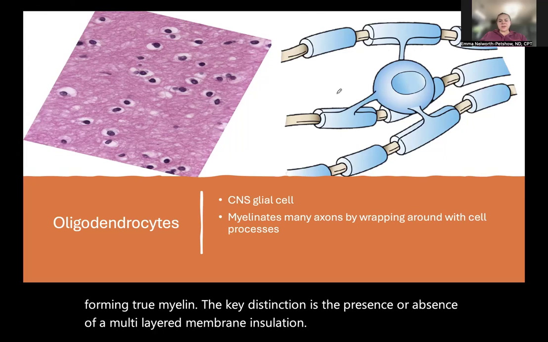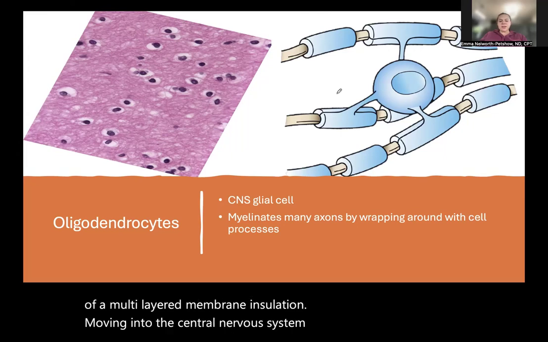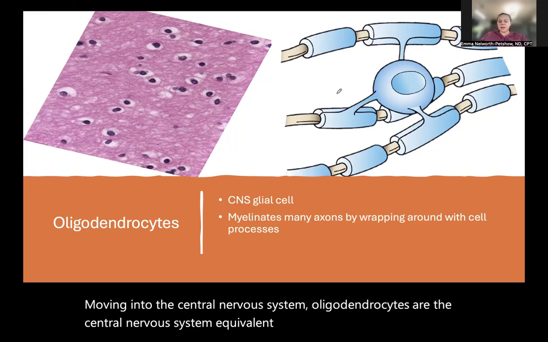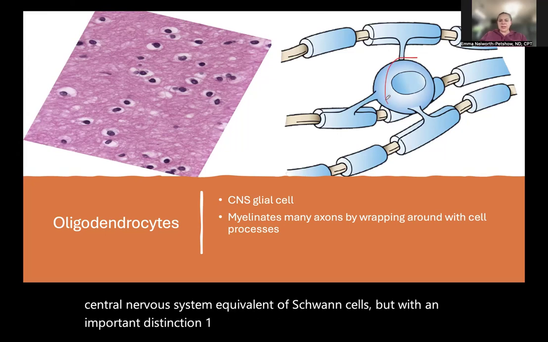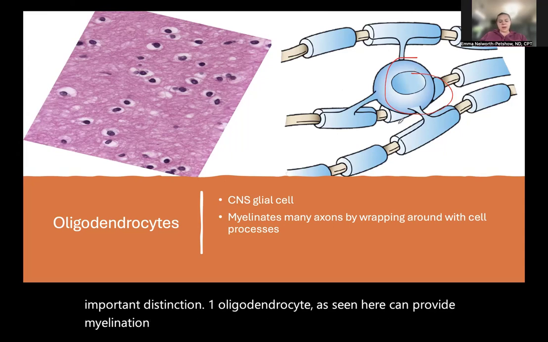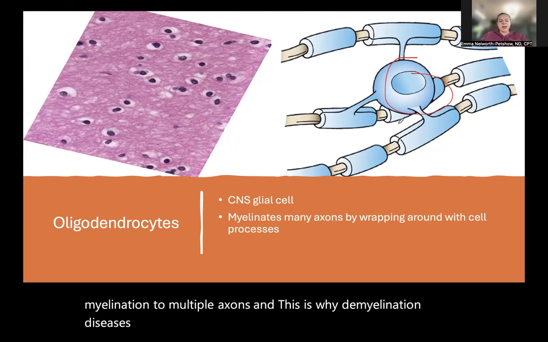Moving into the central nervous system, oligodendrocytes are the central nervous system equivalent of Schwann cells, but with an important distinction. One oligodendrocyte, as seen here, can provide myelination to multiple axons, and this is why demyelinating diseases like MS have widespread neurologic symptoms, because they are targeting these oligodendrocytes.